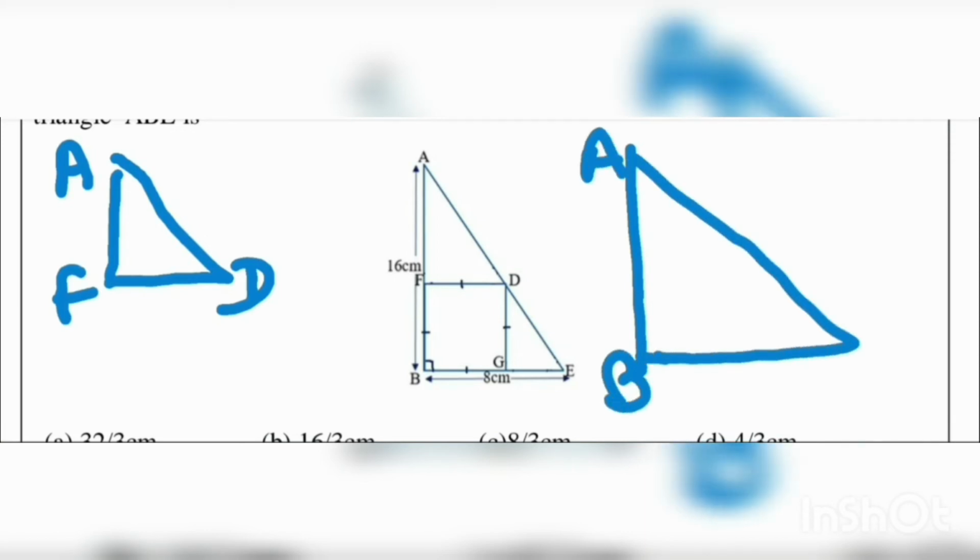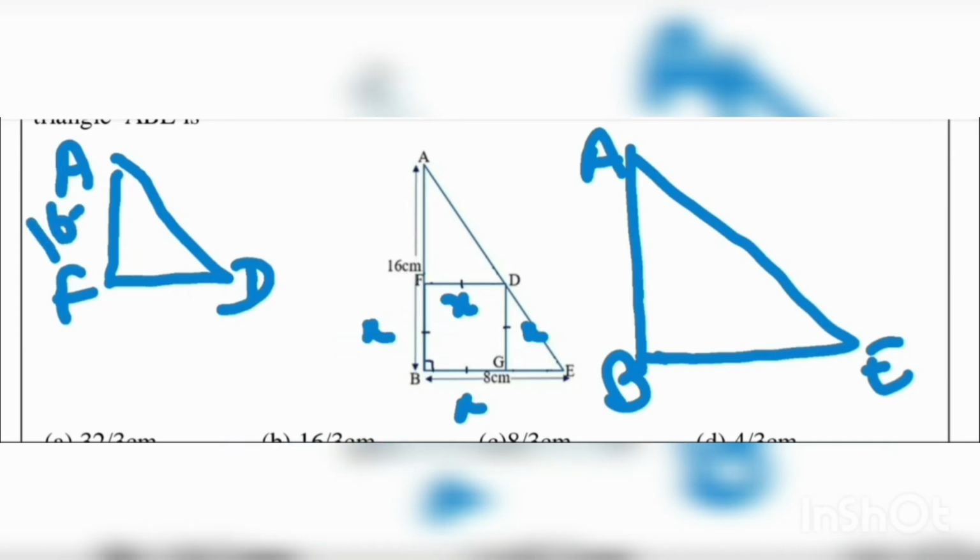Now AF we don't know. We know full length is 16. Let us take each side of square as x. So all these sides of square are equal. They will be x. So AB is 16. So AF will be 16 minus x. We can reduce this x. So AF will be 16 minus x.